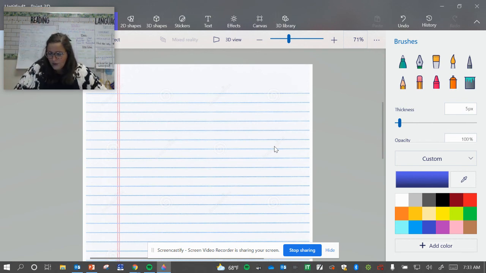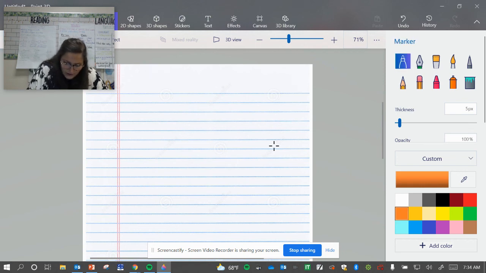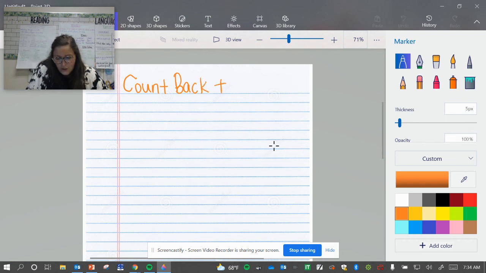Let's get started. So our title today is, let's do a lovely orange for our title. We are going to count back. Let's do a capital, Miss Hartgrove. Count back to subtract, and underline it for me.